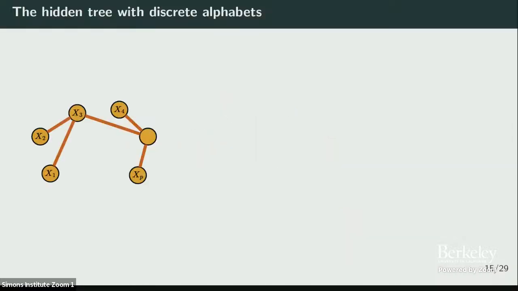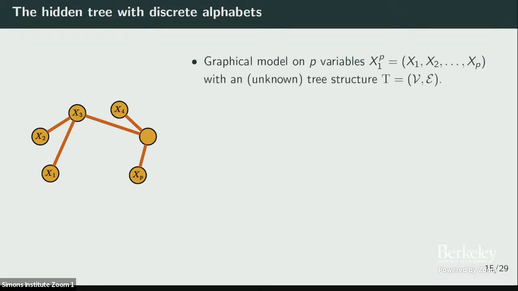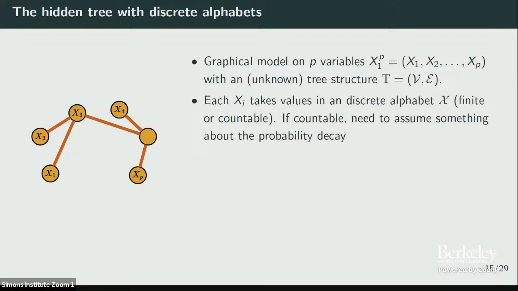All right. So let's look at this hidden tree with discrete alphabet. I'll just set up the model again. We have p variables with an unknown tree structure. Each xi is going to be in some discrete alphabet. We're actually interested in both finite alphabets and countable alphabets, for a reason I'll give an example of in a minute.